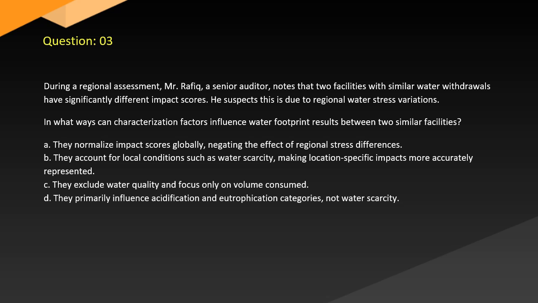A. They normalize impact scores globally, negating the effect of regional stress differences. B. They account for local conditions such as water scarcity, making location-specific impacts more accurately represented. C. They exclude water quality and focus only on volume consumed. D. They primarily influence acidification and eutrophication categories, not water scarcity.